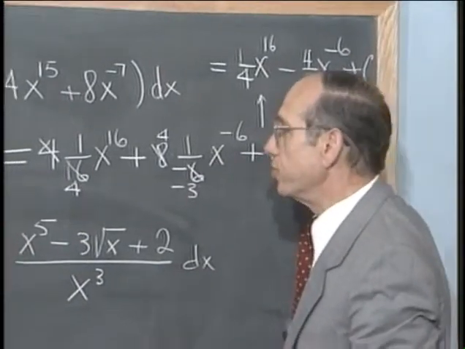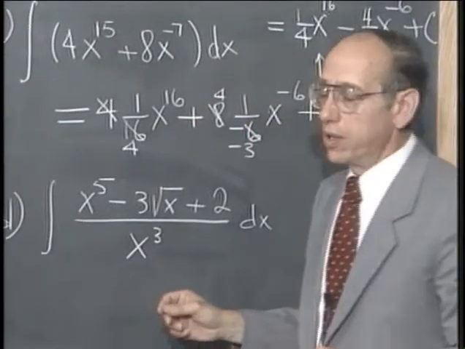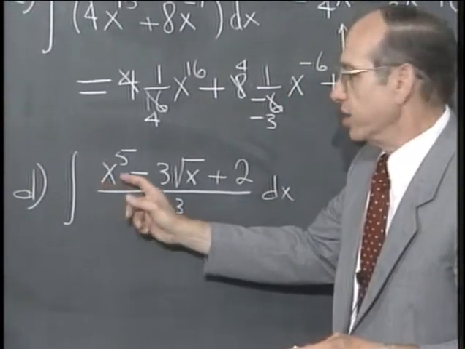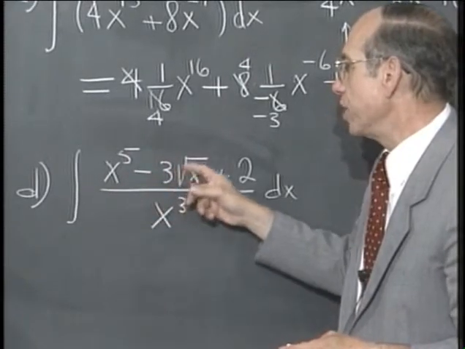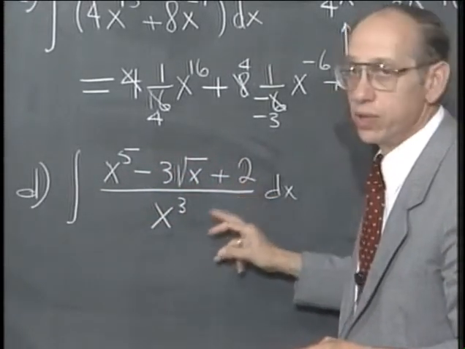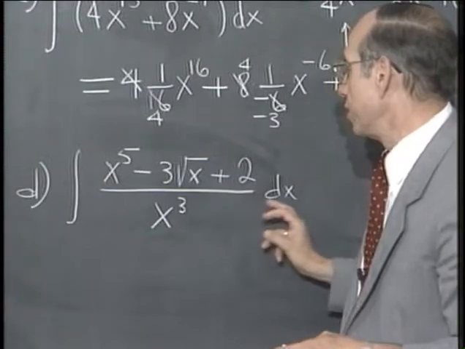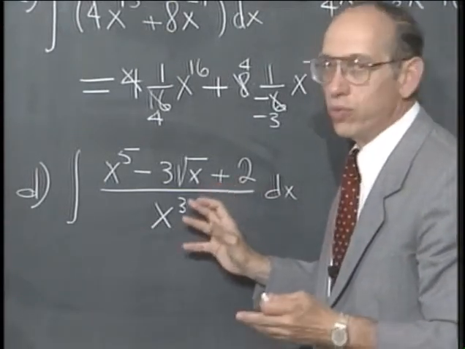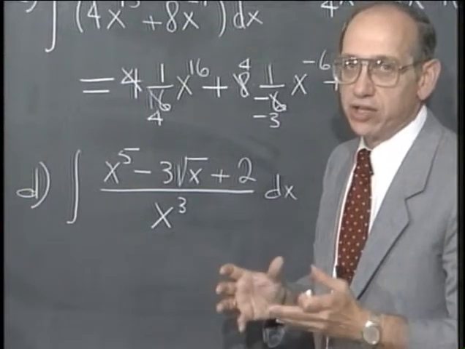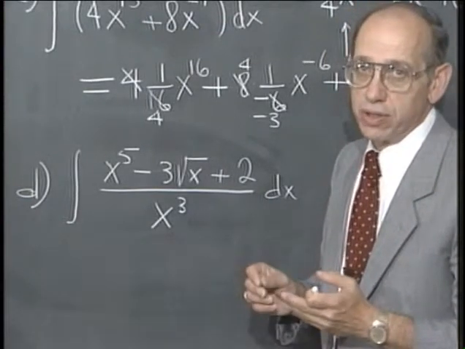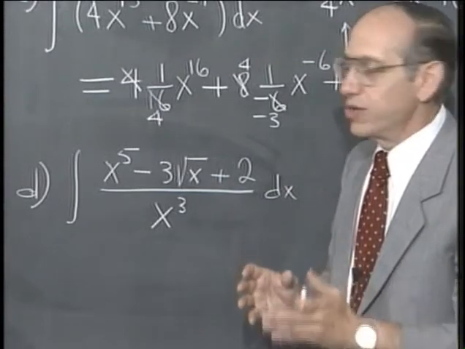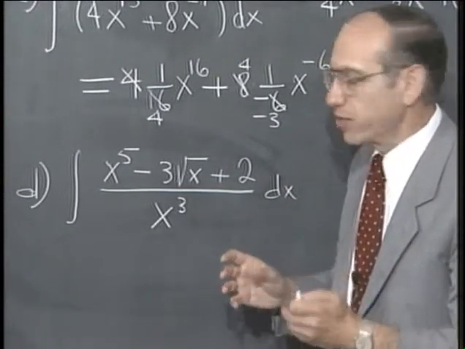Let's go down to 1d. In 1d, we have the integral of a fraction, x to the 5th minus 3 times the square root of x plus 2 divided by x cubed dx. We have no rule for finding the antiderivative of a quotient. So this is really a big problem. However, in this particular case, we're able to use some algebra to help us out.